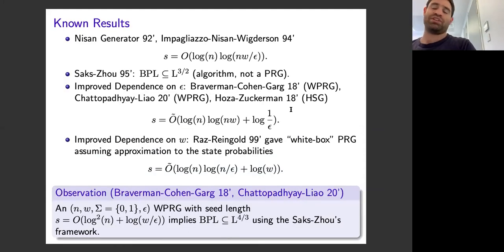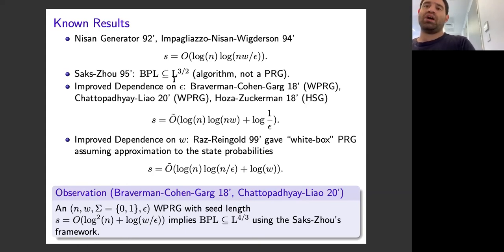Let's start with what are the known results in this general setting of BPs and PRGs. So we have the Nisan generator and the Impagliazzo-Nisan-Wigderson generator that gives you seed log n times log(nw/epsilon). Good. I said that I will mention an algorithm. This is almost the state of the art, up to log factors that I'll mention in the end: an algorithm by Saks and Zhou for approximating the acceptance probability, hence randomized log space, by a deterministic algorithm that uses log to the power of 3/2. And I want to stress this is an algorithm, not a PRG.